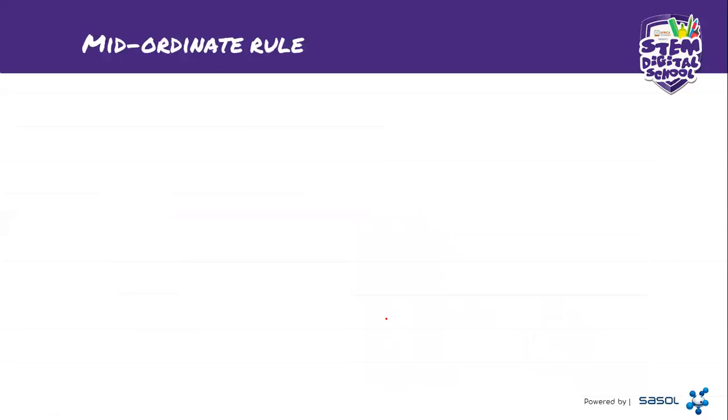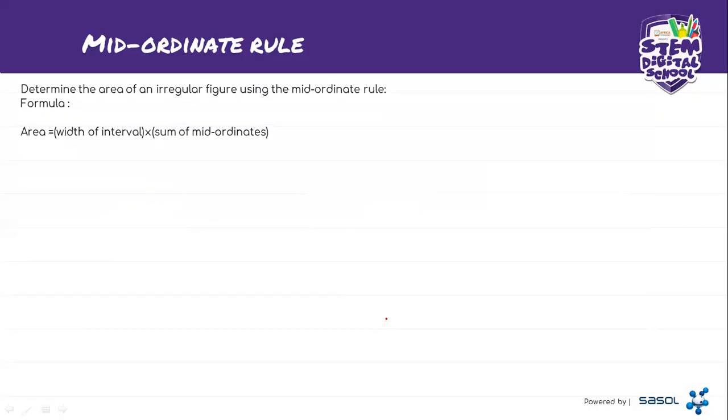Now, I think we are done with surface area and volume. We are now into the Midordinate Rule. We are now talking about the Midordinate Rule. Determine the area of an irregular figure using the Midordinate Rule. Meaning, if we come across an irregular figure and we have to calculate the area, we're going to use the Midordinate Rule.